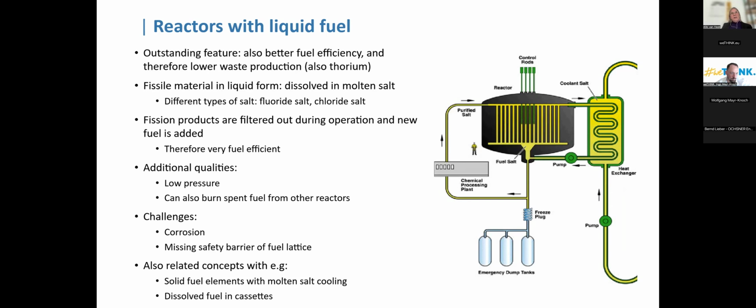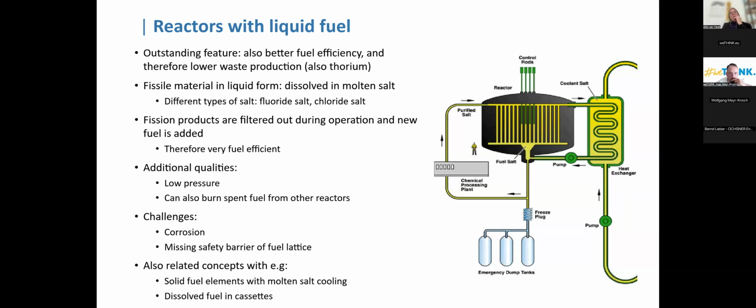But the challenges are, yeah, the corrosion. Salt, as you know, if you've ever been at the beach, is very corrosive. And there's what we call in the nuclear field a missing safety barrier, because the fuel is not in a kind of casing. There are also related concepts that still have solid fuel elements, but only molten salt cooling. And you also have a version with dissolved fuel that is in cassettes that will then be exchanged as a cassette.